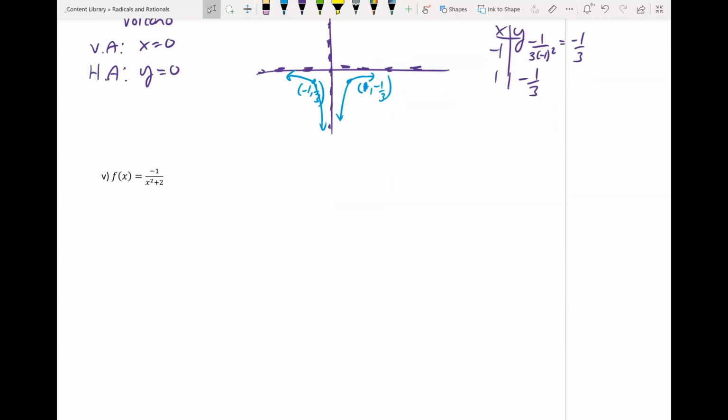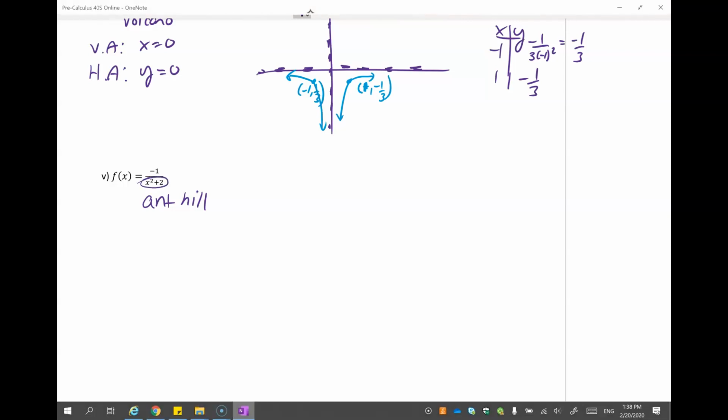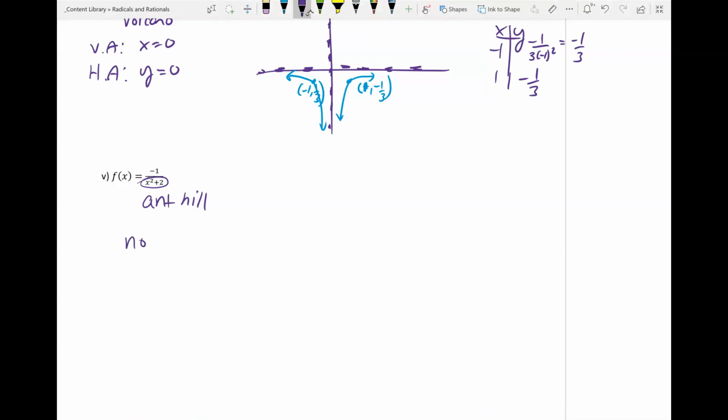And then our very last one. This is going to be an anthill. And our vertical asymptote, this can never be 0. At least no real number will give us a 0 denominator. So we have no vertical asymptote, but we still have a horizontal asymptote. And this will be at y = 0.